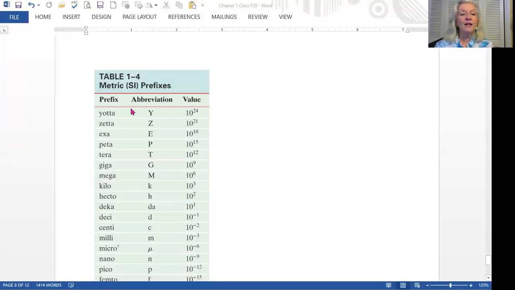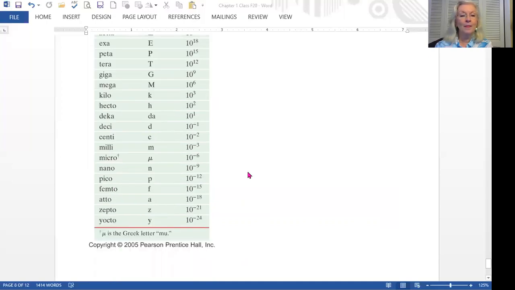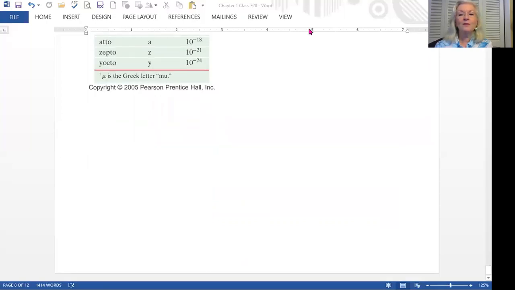So here is a table from the book. Again, metric prefixes, the abbreviation, and their values. I will introduce them as we use them, but I wanted you to know where they were. And that stops chapter 1.